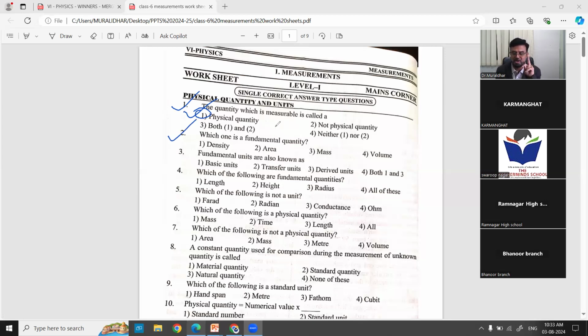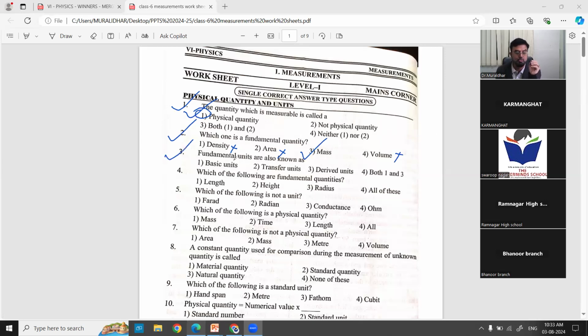Second one, which one is a fundamental quantity? We know fundamental and derived. There are 7 fundamental quantities. Density is not a fundamental quantity. Area is not a fundamental quantity. Volume is not a fundamental quantity. All 3 are derived quantities, whereas mass is a fundamental quantity. Mass, length, time, of course electric current, temperature, amount of substance, and luminous intensity. So mass is the fundamental quantity among all 4. You can write down the third answer.